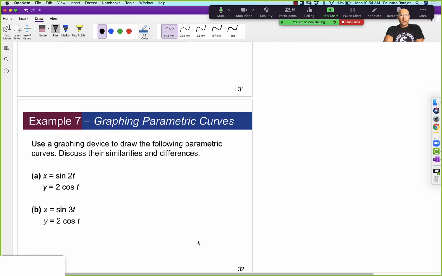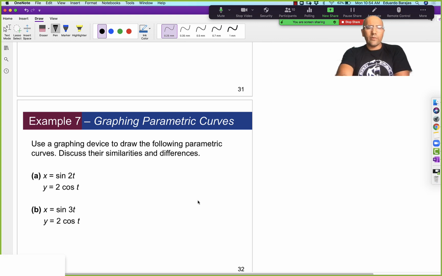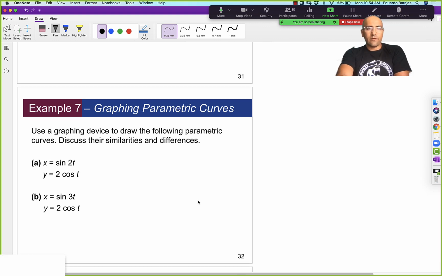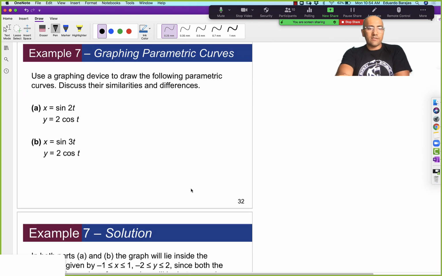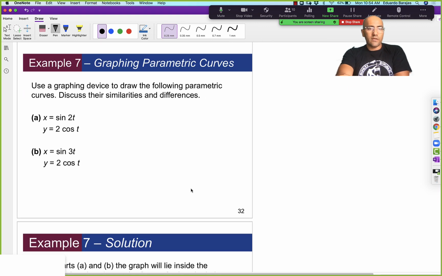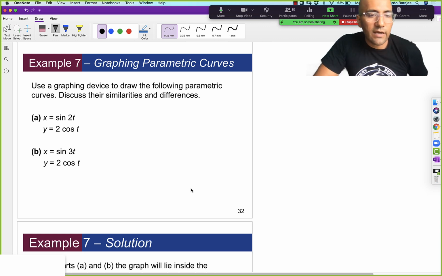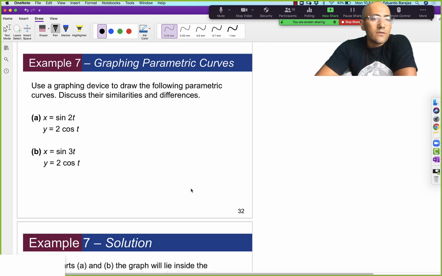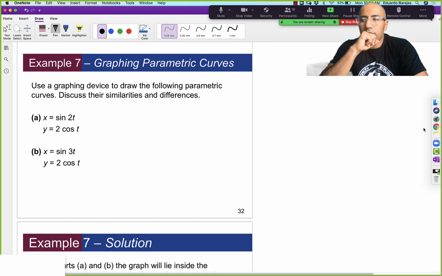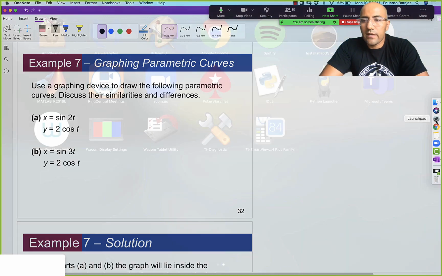Okay, and then graphing, like I said, these are really hard to do by hand, so right away we really want to depend on some of our technology to graph some of these things. So let's graph one of them in Desmos first, and then we'll use our calculators to graph these. Use a graphing device to draw the following parametric curves, and discuss the similarities and differences between the two. Let's just go to our calculator.